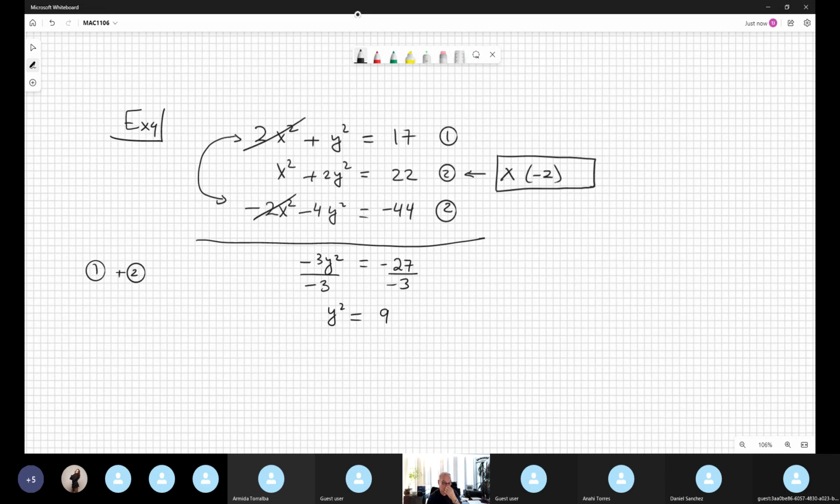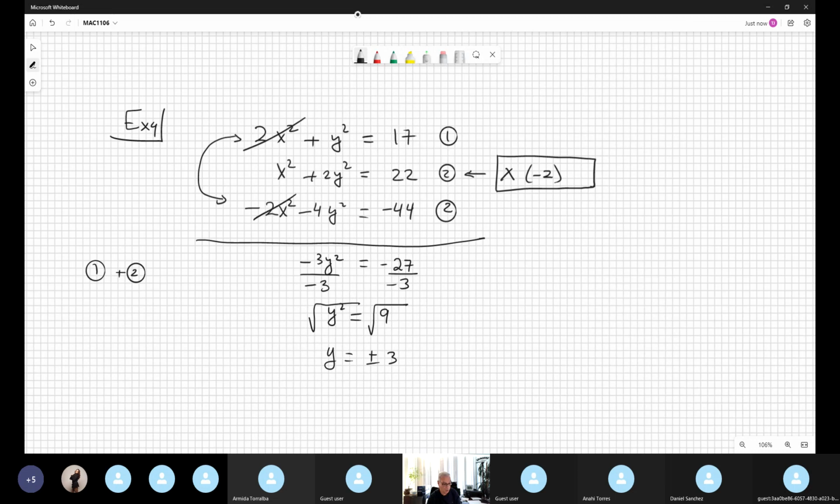Negative 27 divided by negative 3, negative divided by negative is positive. If you want to isolate y, because I don't want y squared, I want y alone, apply the square root to both sides, and y is equal to plus or minus 3. Remember, we have a double sign. We have two solutions, I don't know if it's two or more than two. Now I need to find the x value.